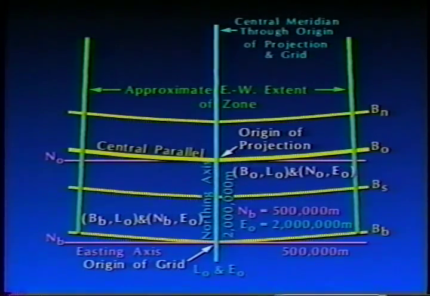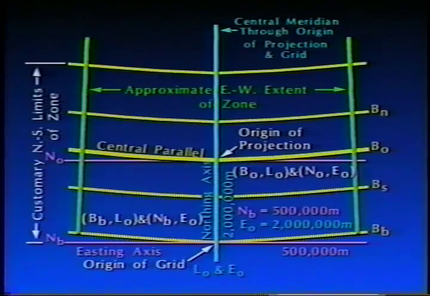On the screen, we see the approximate customary east-west extent of the zone depicted. These limits are customary only, but it is usually not necessary to extend the coordinate zones too far into the Pacific Ocean or into adjacent states easterly of us. Next on the screen, we see the approximate north-south customary limits of the grid. The customary southerly limit is the baseline of the grid.